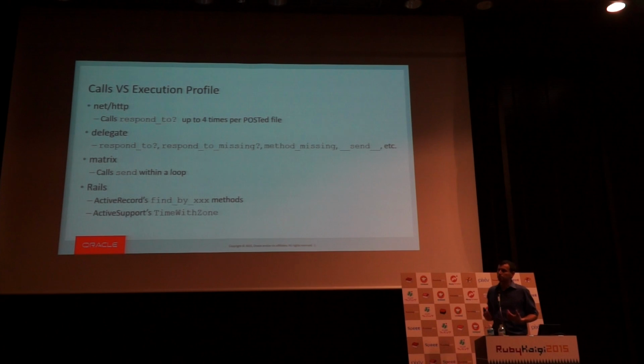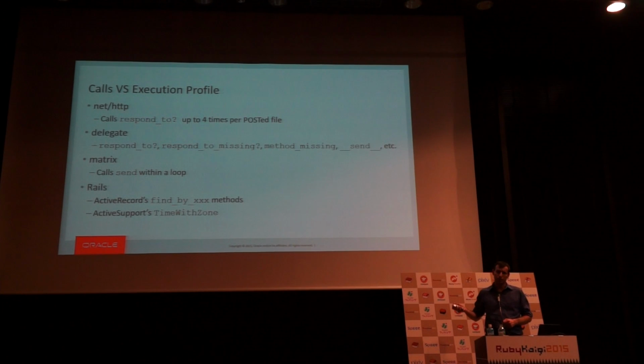Of course, having methods being called doesn't give you the whole picture. It helps paint it a little bit, but we could have a small number of metaprogramming calls made on very hot execution paths, and we can have a large number of calls made in execution paths that simply never execute. So I wanted to see where these metaprogramming calls are actually being made. And just a little sample here, in NetHTTP, if you post a file, you could be calling respond to up to 4 times, each of these doing the method lookup. If you use the delegate library, that just uses metaprogramming everywhere.